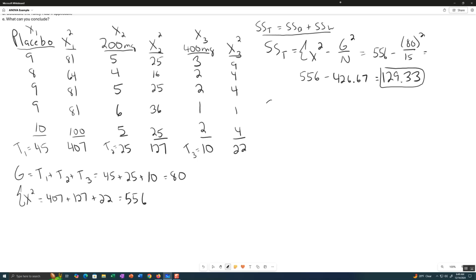Let's do sum of squares between. That is equal to total 1 squared over n1 plus total 2 squared over n2 plus total sub 3 squared over n3. Those are the numbers in each group, right?